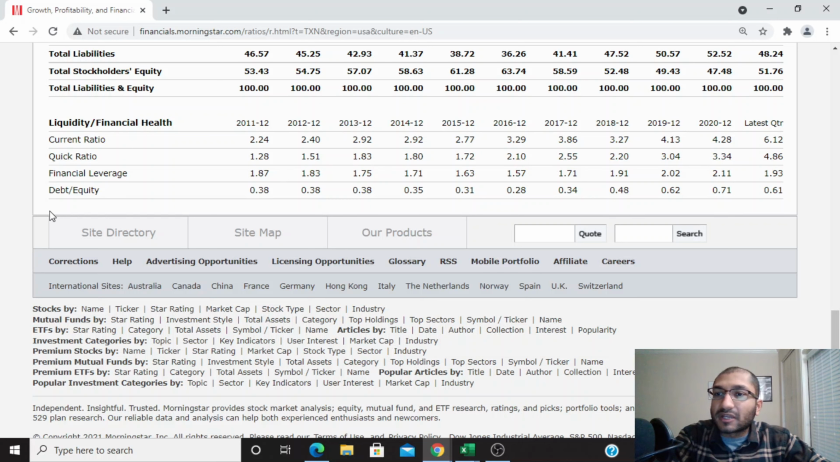Finally, looking at the debt to equity ratio, this ratio compares the company's debt to its shareholders' equity. Ideally, we want to see the company's debt to equity ratio to be less than 1.0. Back in 2011, the company's debt to equity ratio was at 0.38, and for the latest quarter, it's at 0.61. TI's financial leverage and debt to equity ratios are comparable to those of its competitor Infineon Technologies. However, these ratios are much better than the competitor Qualcomm's.